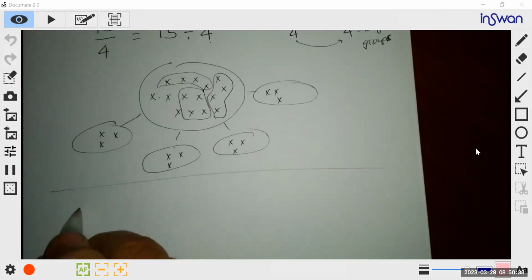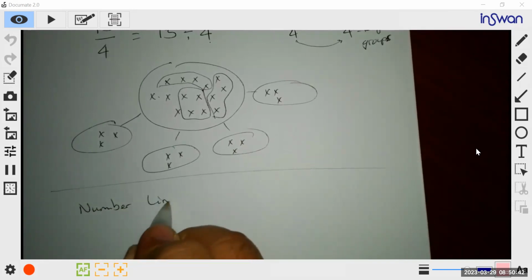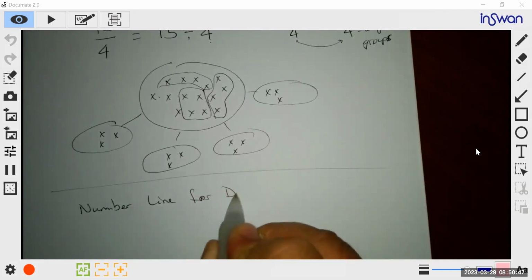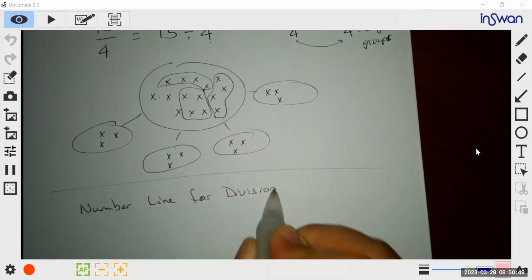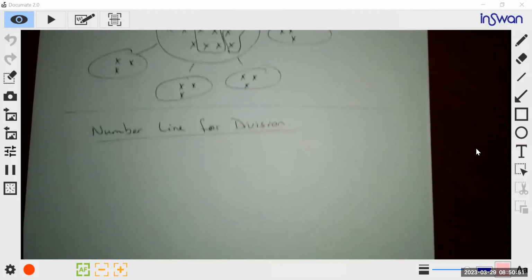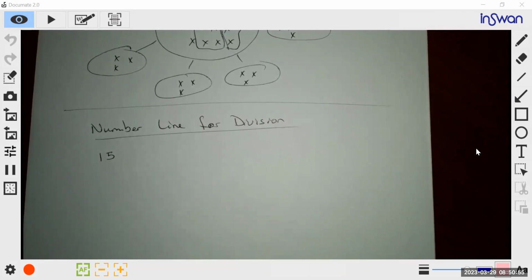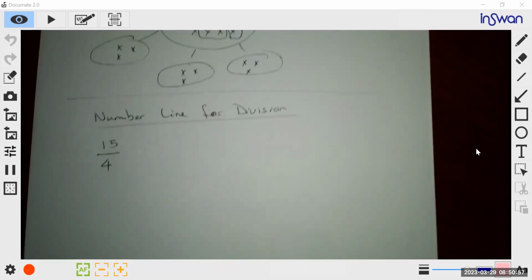How do we use a number line for division? 15 divided by 4.